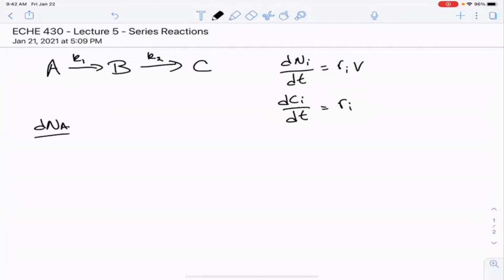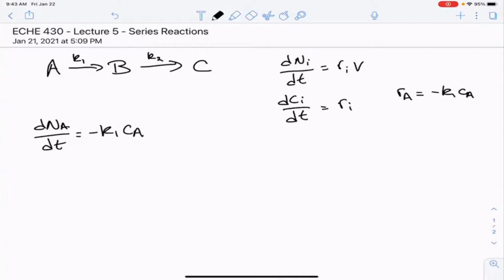So we have dCA/dt then is equal to RA. And can somebody come in and tell me what RA is equal to? What's the rate law for species A? Just minus K1 times CA. Yep, exactly. We have an elementary reaction that's equal to minus K1 times CA. That's great.